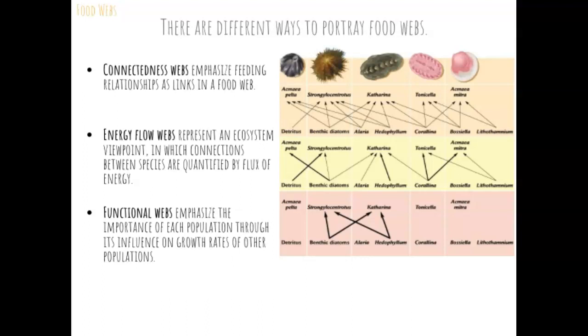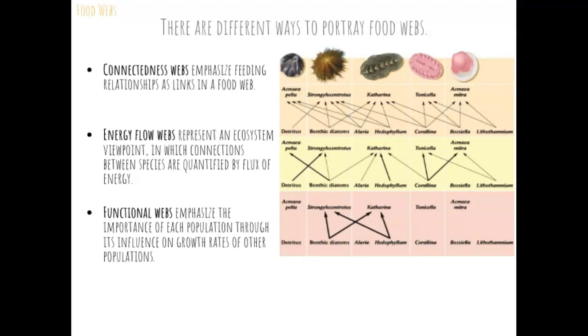The next type of food web that we can do is called an energy flow web. And this represents an ecosystem viewpoint where the connections between species are quantified by the flux of energy. So instead of just showing the connections between the species, it's now showing how much energy each species gets from the other. So in that case, even though Catharina is getting energy from 4 different species, it's getting the majority of its energy from heterophyllum, not benthic diatoms or either of the other two.